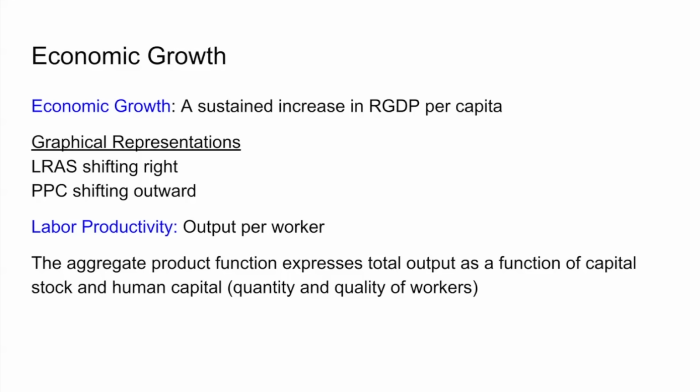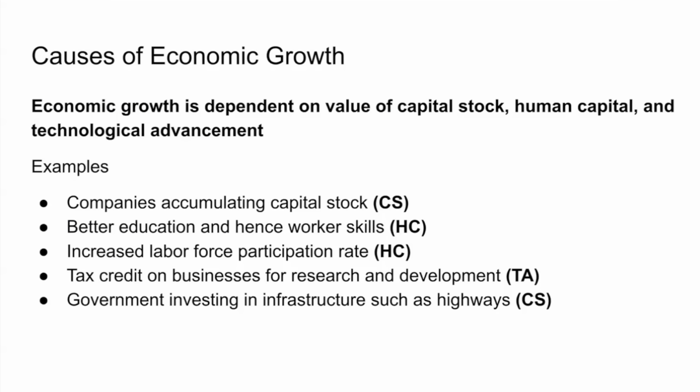And labor productivity is the output per worker. The aggregate production function expresses total output as a function of capital stock and human capital. And human capital is not just the quantity of workers, but also the quality. For example, like how much education they have, because more educated workers are likely to be able to produce more, and that would lead to increased labor productivity and therefore output. Economic growth is caused by an increase in the value of capital stock or human capital.